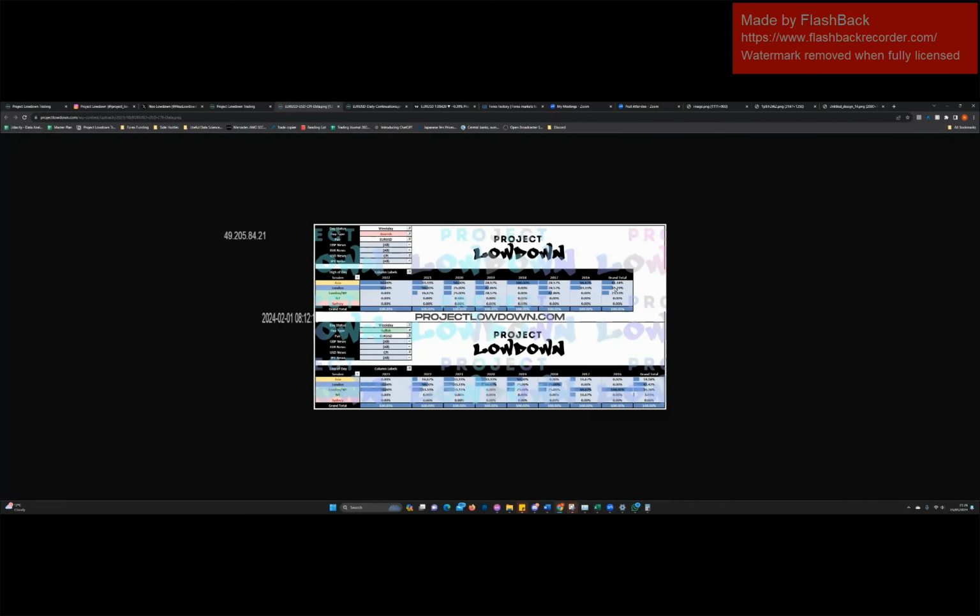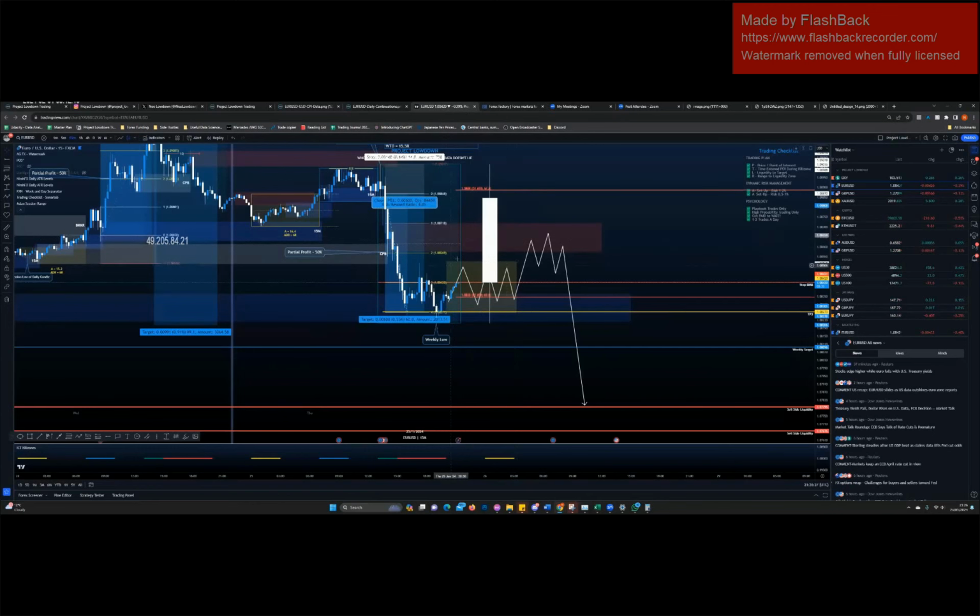The data shows it's still skewed towards London and Asia. So it means if Asia gets swept high, and I can find a London kill zone entry, I'll take it. If I can't find a London kill zone, okay. Let me model this real quick for you guys.